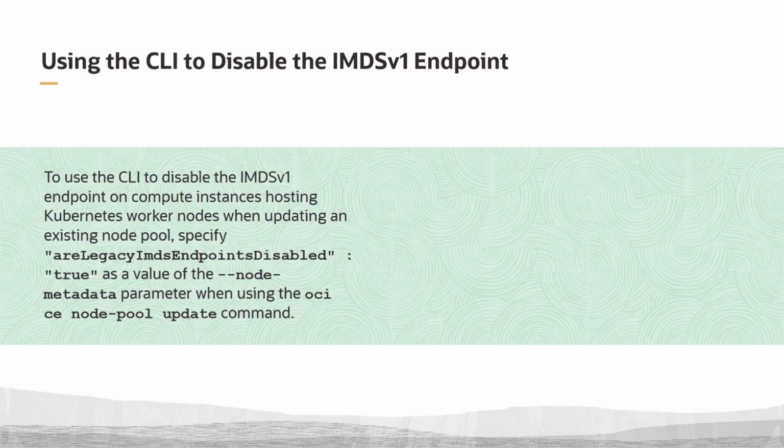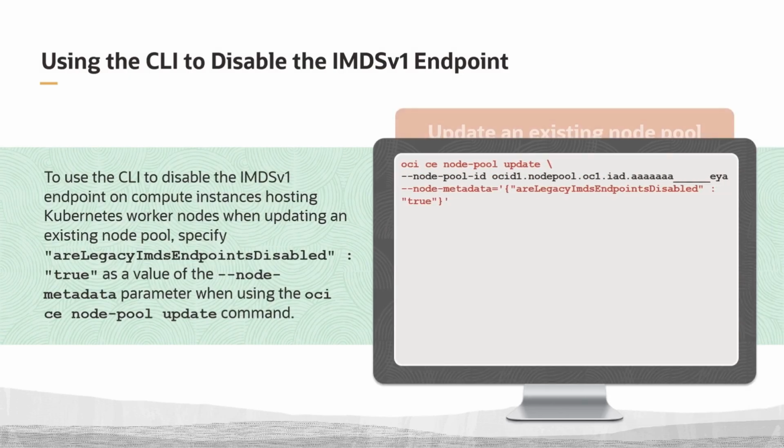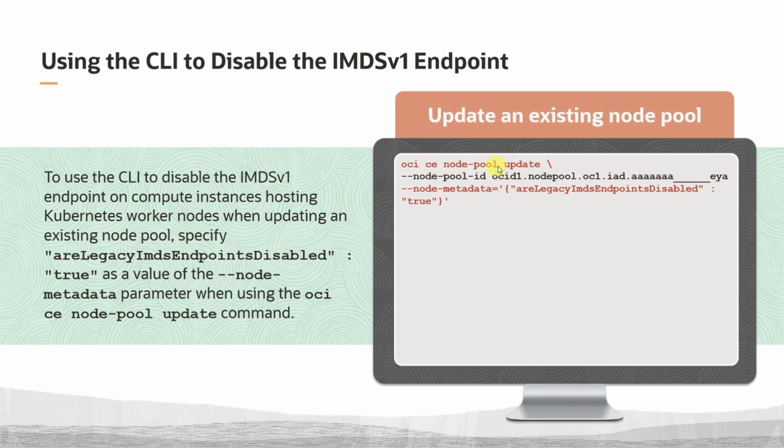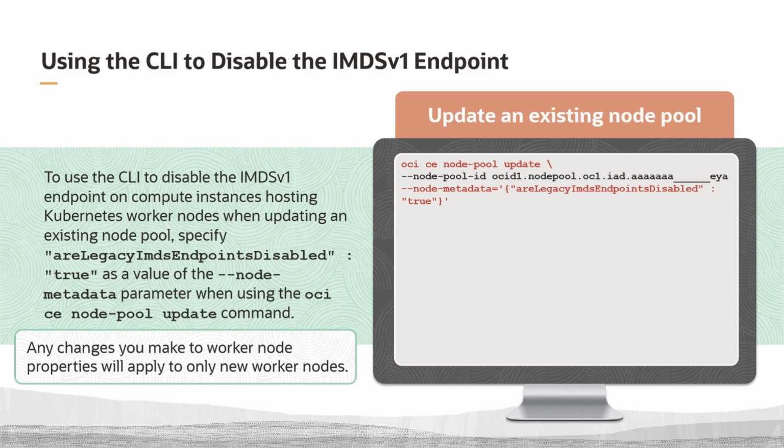When it comes to updating an existing node pool through the CLI, we utilize the OCI node pool update command and pay attention to the --node-metadata parameter where we specify our legacy IMDS endpoints disabled with the value true. It's crucial to note that this action does not retroactively apply to compute instances already hosting existing managed nodes. The IMDS v1 endpoints on these instances remain enabled. I'll switch to the OCI console and we will see how to disable the IMDS v1 endpoint for an existing node pool in one of our Kubernetes clusters.